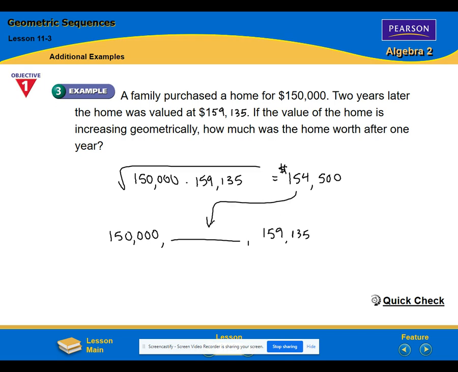And it does turn out to be that the number that I used was 1.03, 3% growth. So 150,000 times 1.03 would bring you here, times 1.03 would bring you to the 159,135.